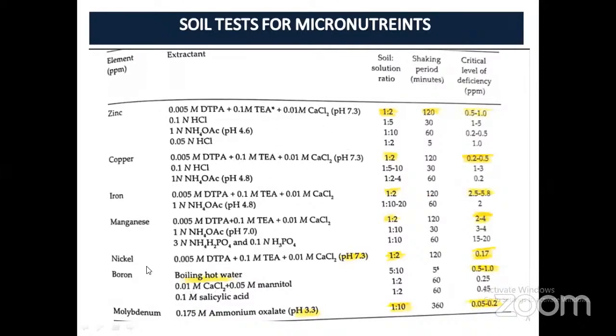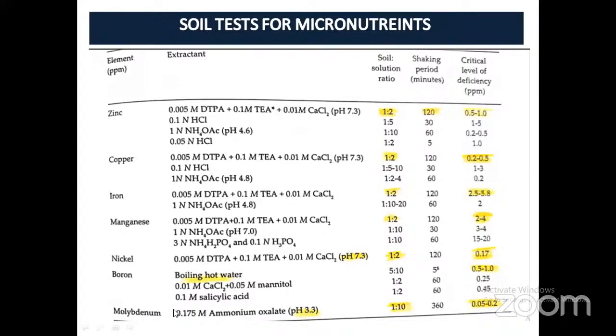Another question that is usually asked is, boron is estimated by simple hot water, by boiling hot water. Who has given this hot water method of boron? Berger and Trog. So it is by Berger and Trog, this boiling hot water method of boron, that is usually asked.